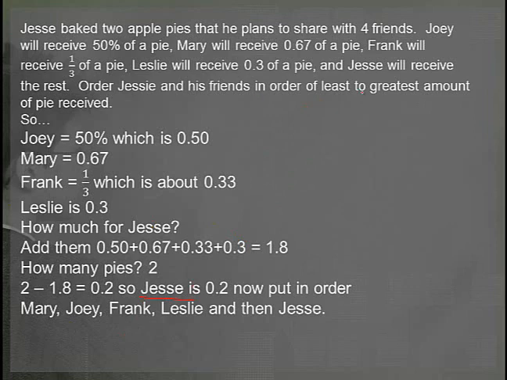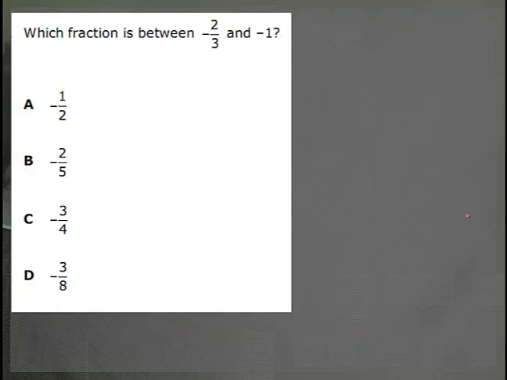Then, oh, we're actually greatest to least, sorry. No, least to greatest. So this is the wrong order. It should be Jesse, then Leslie, then Frank, Joey, and then Mary. So you've got to read least to greatest. I did it from greatest to least, and I wanted to show you that it's really easy to read these wrong. All right, I want you to copy this down and solve.